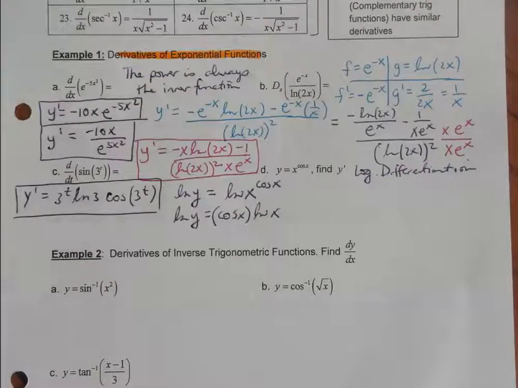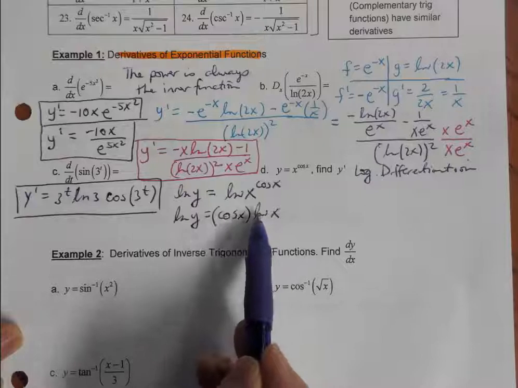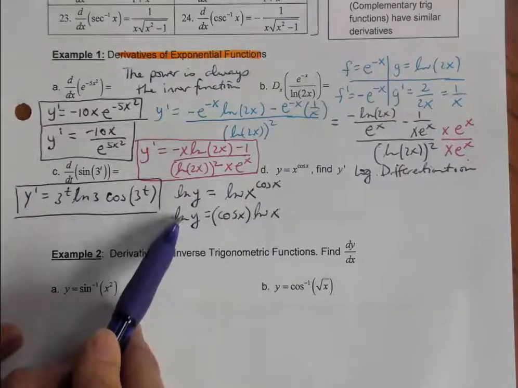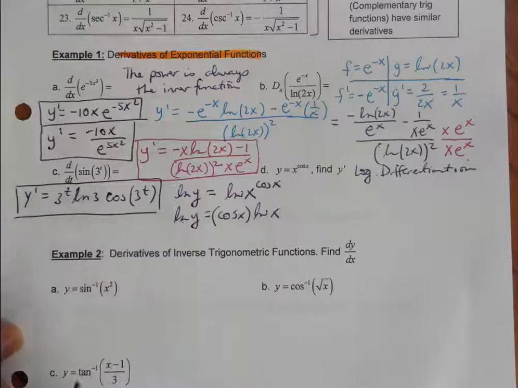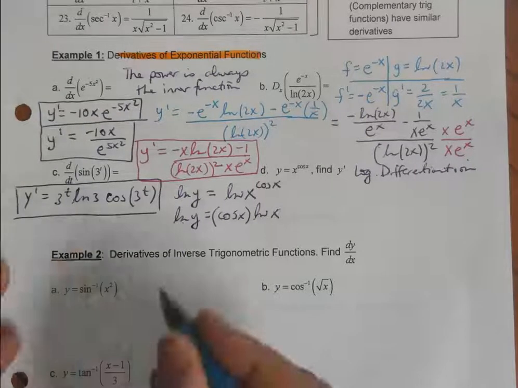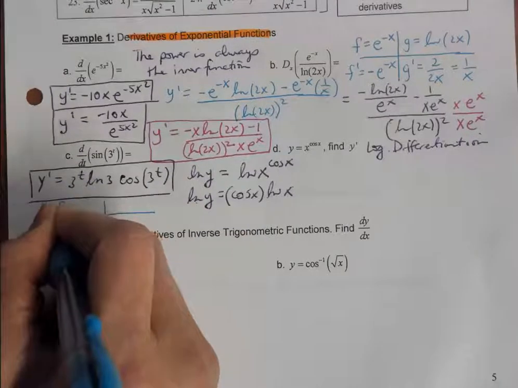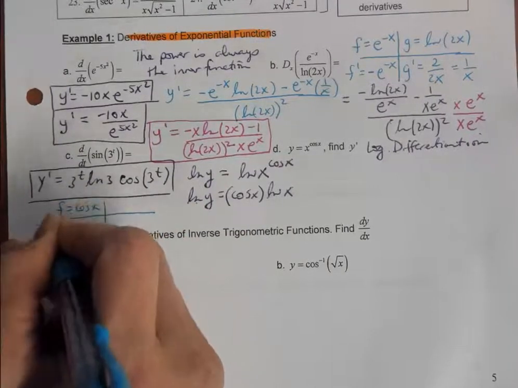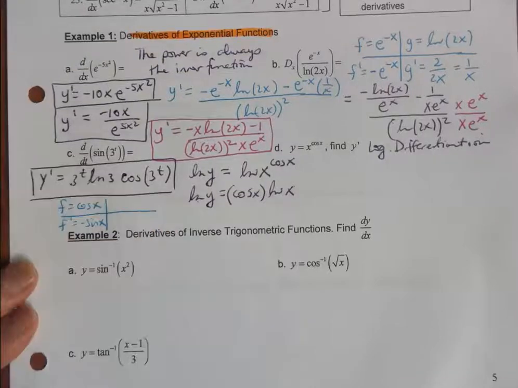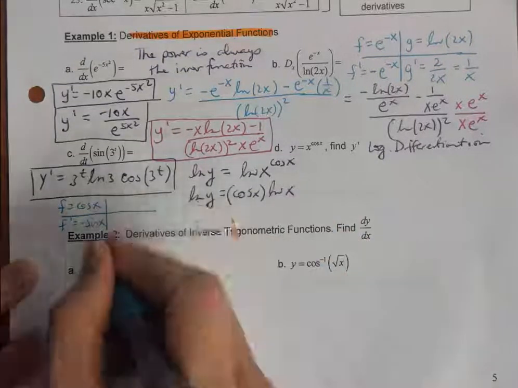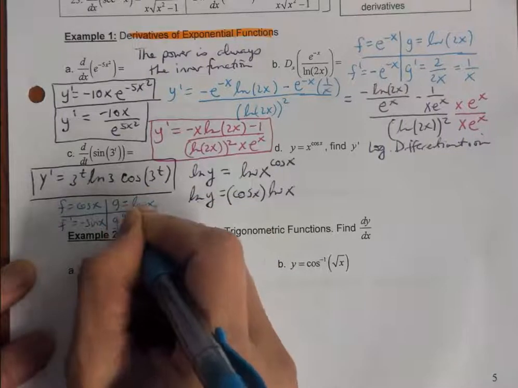So now we're able to deal with this because this would now be a product, so we can use the product rule, and on this side we can use differentiation with the chain rule. All right, so I'm going to write out the template over to the side here. So f is equal to cosine of x, and f prime is equal to negative sine of x. And then you have your g is equal to the ln of x, and then g prime is equal to 1 over x.